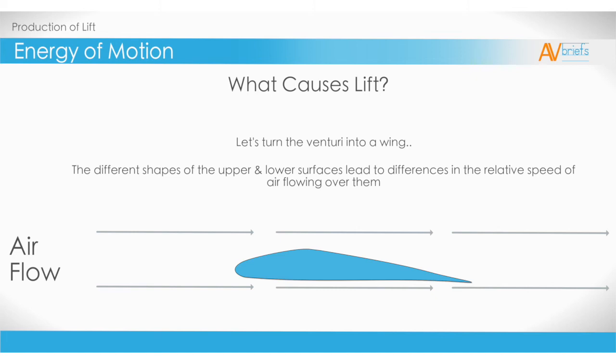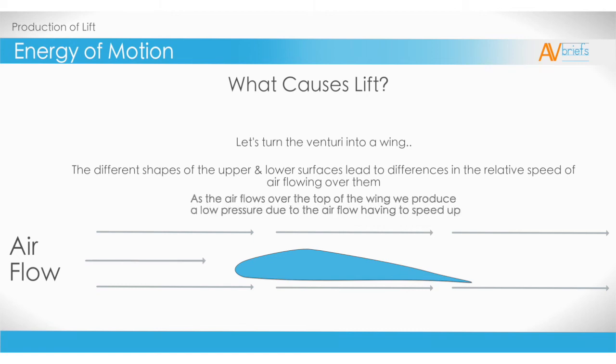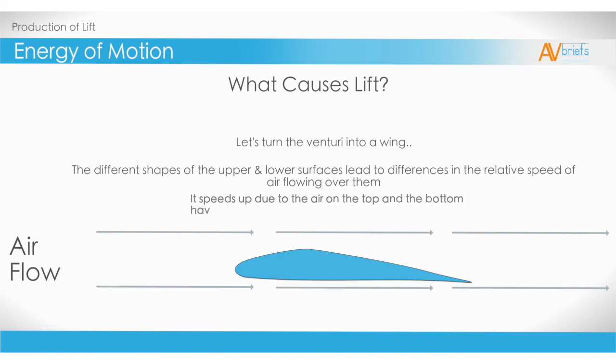The theory is that the air traveling over the top of the wing has to travel further than the air underneath the wing. This is due to the lump on top of the wing. As the air flows over the top of the wing, we produce a low pressure due to the airflow having to speed up. Once again, it speeds up due to the air on the top and the bottom having to take the same amount of time to get to the rear of the wing. Theoretically, the air parts at the front of the wing, and the top has to travel faster to meet the bottom flow at the rear of the wing at the same time.